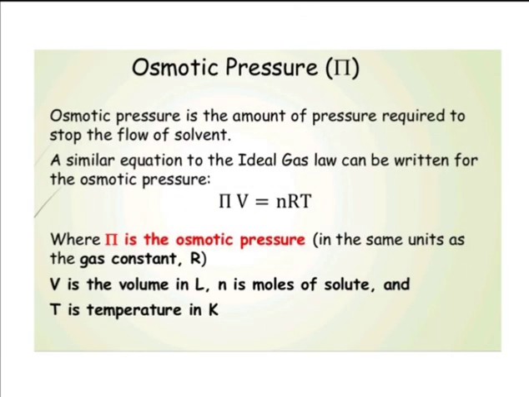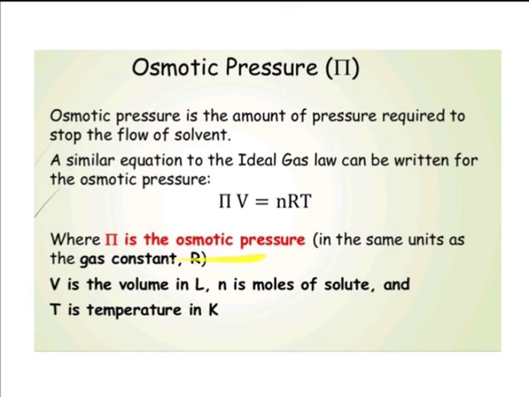The osmotic pressure is denoted by pi. Osmotic pressure is the amount of pressure required to stop the flow of the solvent. A similar equation to the ideal gas law can be written for osmotic pressure. As we know, PV is equal to nRT. Instead of P, you can write pi, because pi is the osmotic pressure. So the gas law can be converted into this format: PV equals nRT becomes pi V equals nRT.